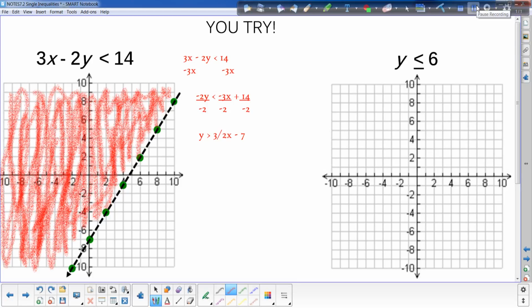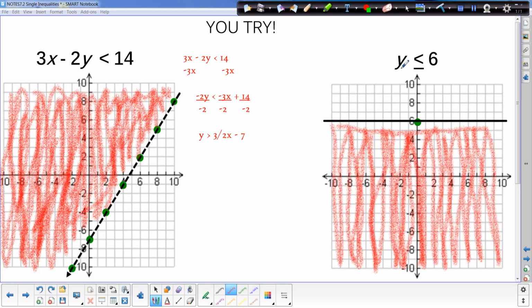Alright, last problem. Go ahead and pause the video, do this one, and then check your answer. This one, it just has a y, there's no x. So I put my y at 6. I drew a horizontal line. I did a solid because it was equal to. And then because it said less, I went below the line.